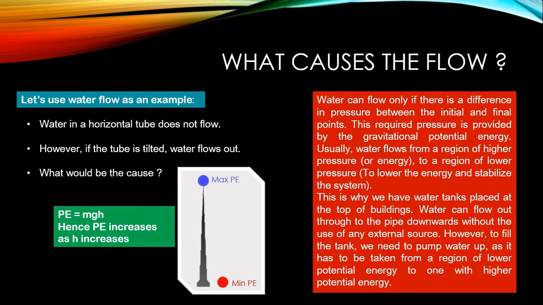However, the reverse process, that is pumping water up to the tank, requires external agents like an electric motor. It is because the water in the well has lower potential energy, and to take it to the tank we have to do work on it, which will increase the potential energy.